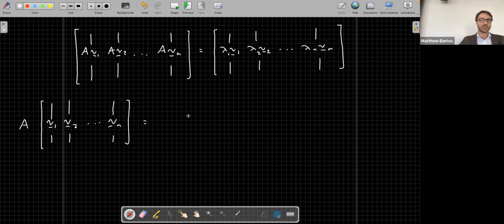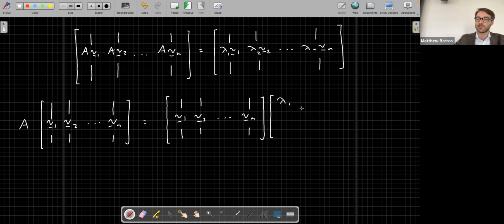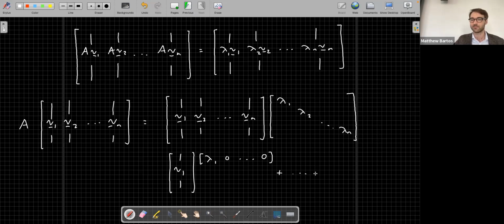Similarly, over here on the right, we can actually factor this out as well as a series of sums of outer products. So this will be V1, V2, all the way through Vn, multiplied by a set of lambdas along the diagonal. Okay, so you can see this if you just apply the definition of matrix multiplication of outer products. So this product will be V1 times lambda 1, all zeros, plus V2, lambda 2, all the way up until Vn times lambda n, right? Okay, so you can separate out our product here into this product of two matrices.